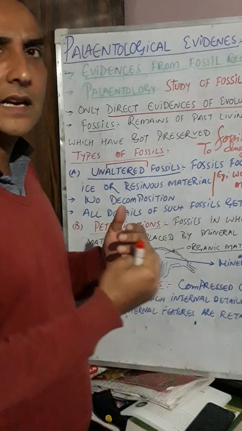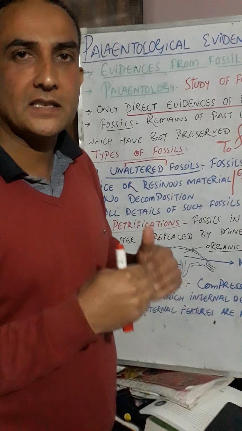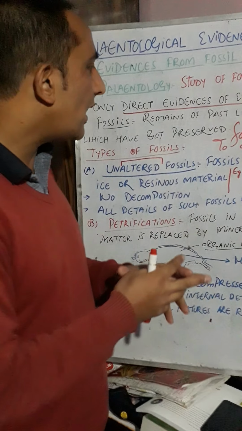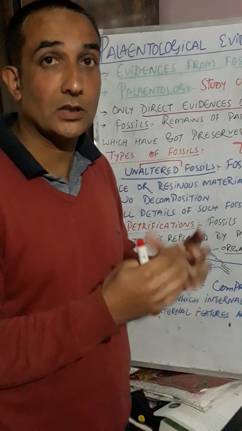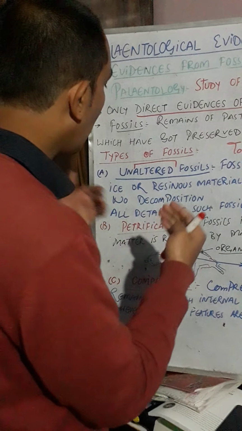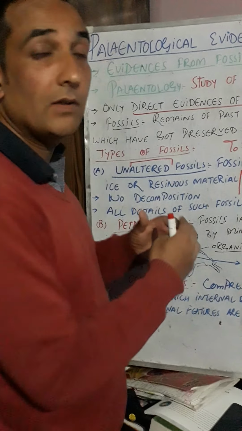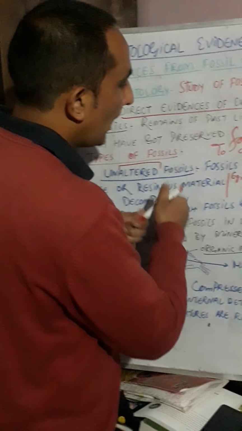So what does that mean, that they have not undergone any change? You see, if a fossil gets buried in the ice, in the polar ice caps like that in Siberia, or if it gets buried in the resinous material, where there is no possibility of decomposition, then what will happen? Each and every detail of that very fossil will be preserved. For example, we take over here the example of woolly mammoth.